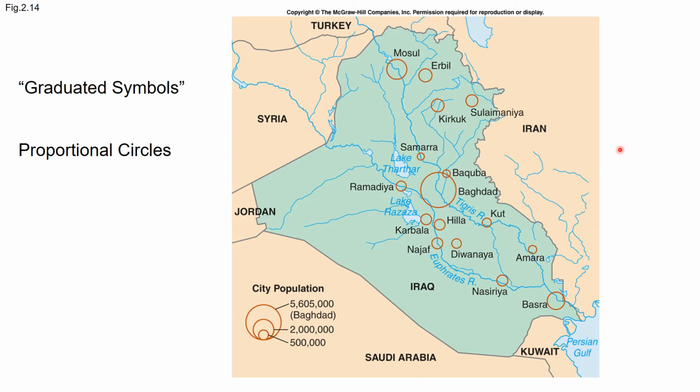Here, graduated symbols. Here, the sizes of cities. Here, the circle is in proportion to how large the city size is. So immediately the map reader can see that Baghdad dominates the urban hierarchy in Iraq.